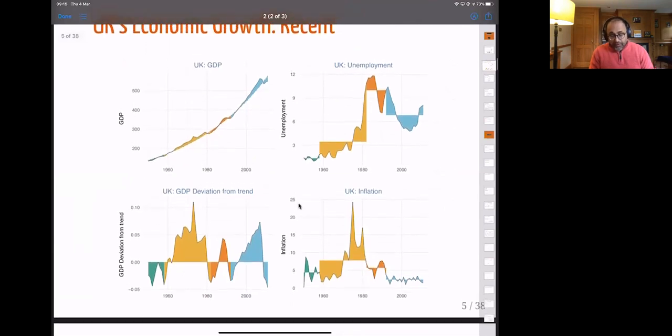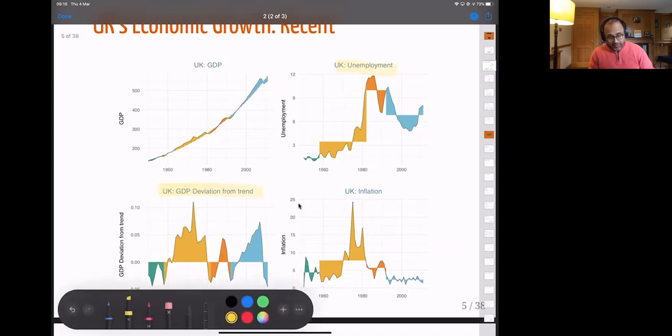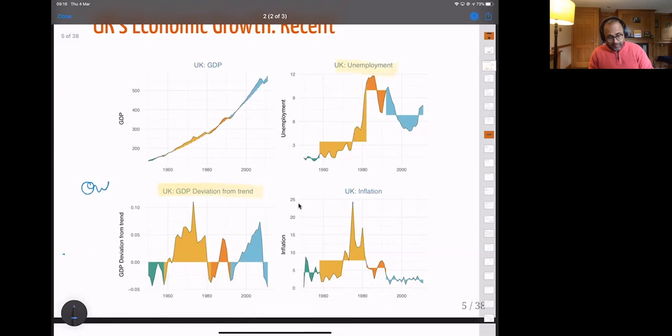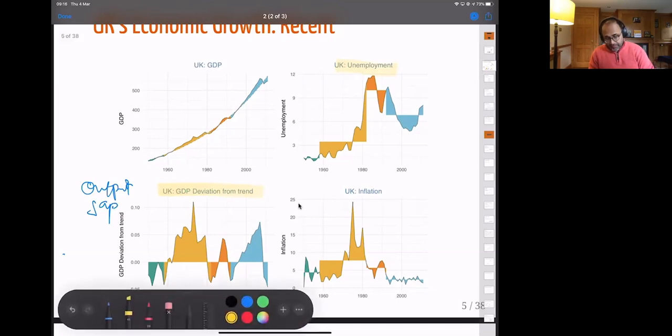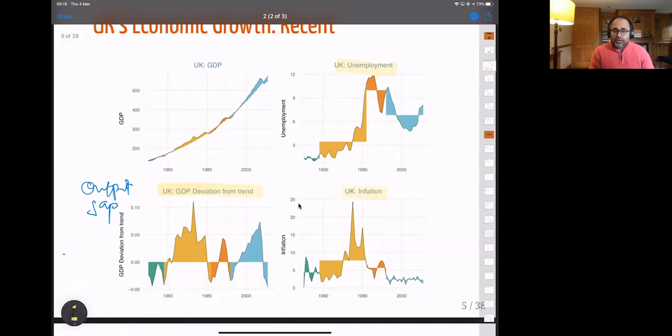Now, if you look at the press, you often hear about unemployment, deviation from the trend, or the output gap. So this is also called the output gap. Or you hear about inflation. These are again all short-run issues. What we are interested in is the long run.